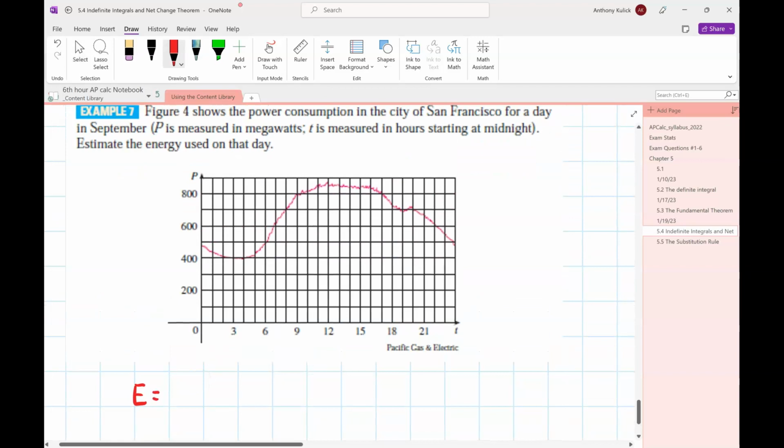So the energy, watts is a rate, right? Physics people, what's a watt? Joule per second. Good job.